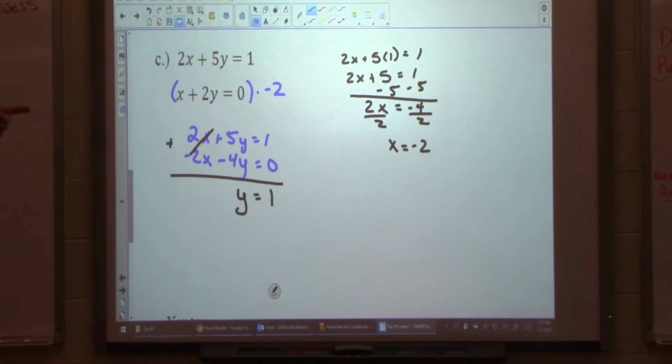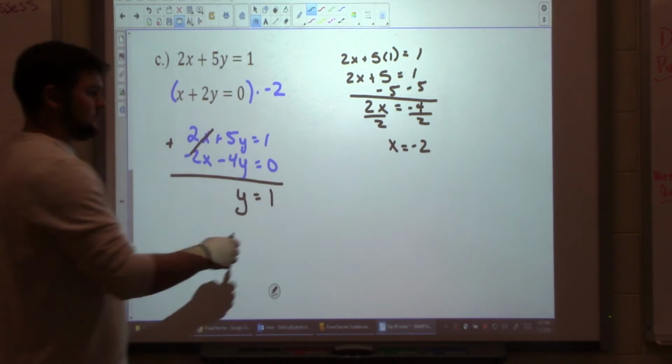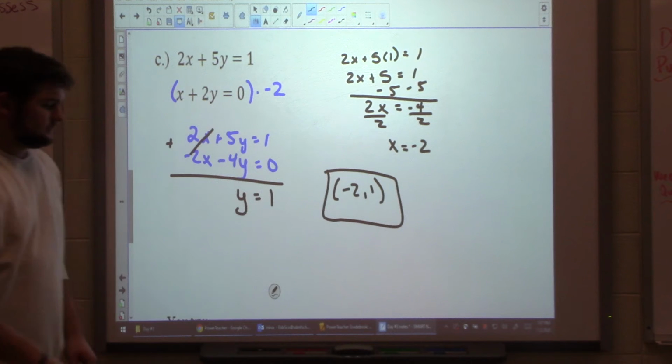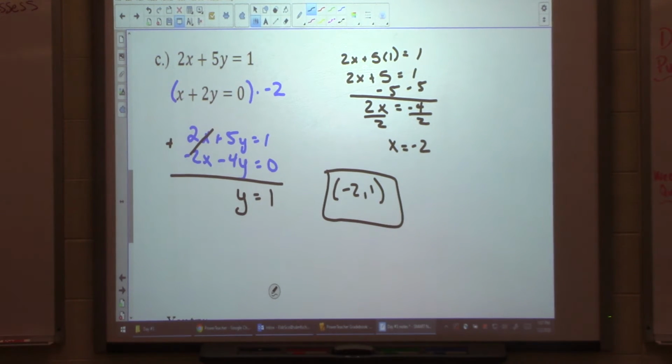Should I leave my answer like that? No. Write it as an ordered pair. Negative 2, 1. Alright. Any questions so far? No? There's a fourth one. Right above it, it says you try. So why don't you guys try that other one?